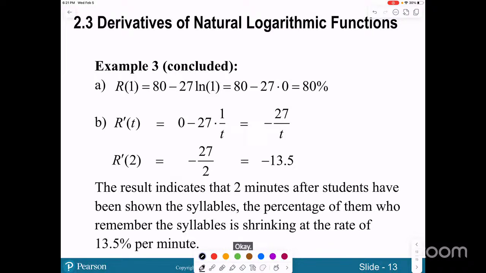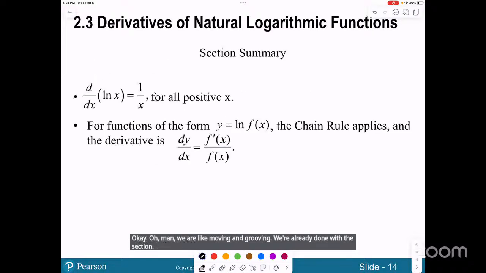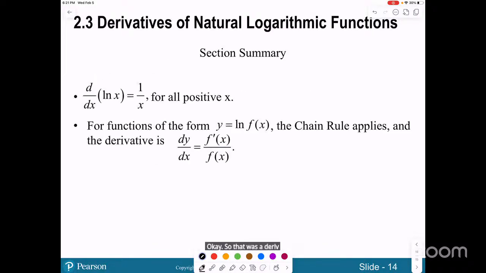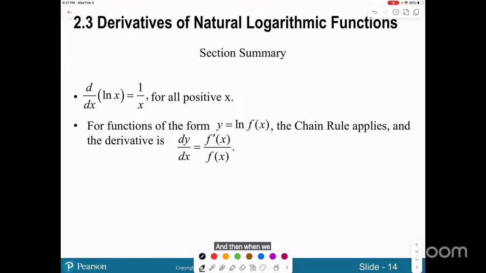We are moving and grooving. We're already done with this section. So that was the derivative of the natural log of x, for all positive x. And when we take the natural log of a function, it was f prime over f.